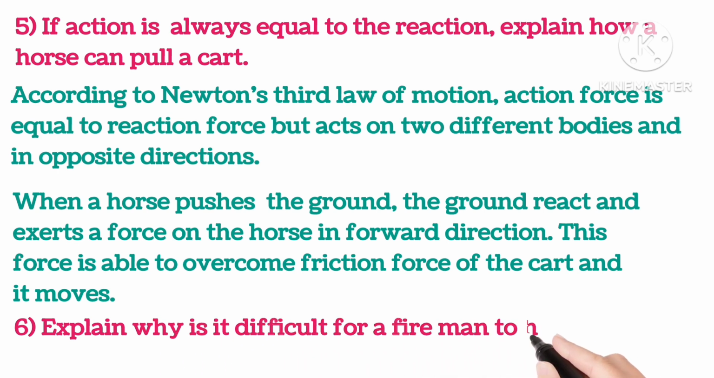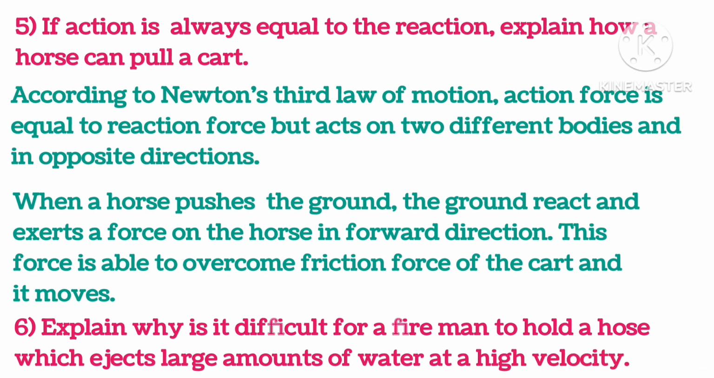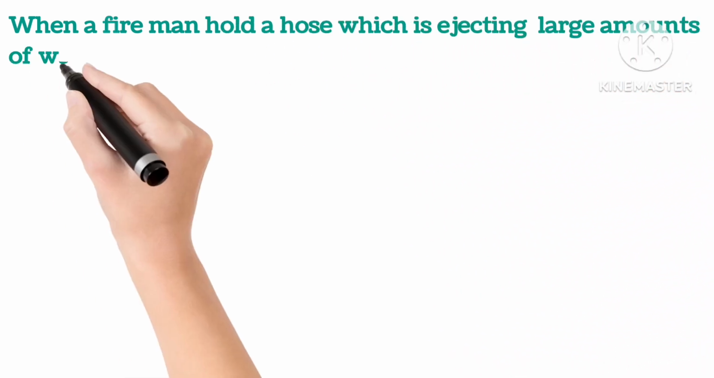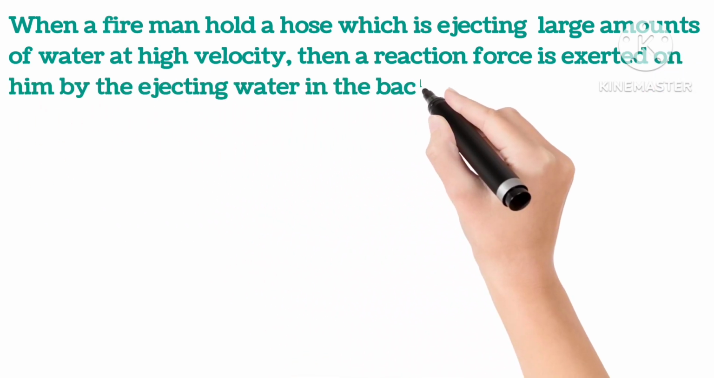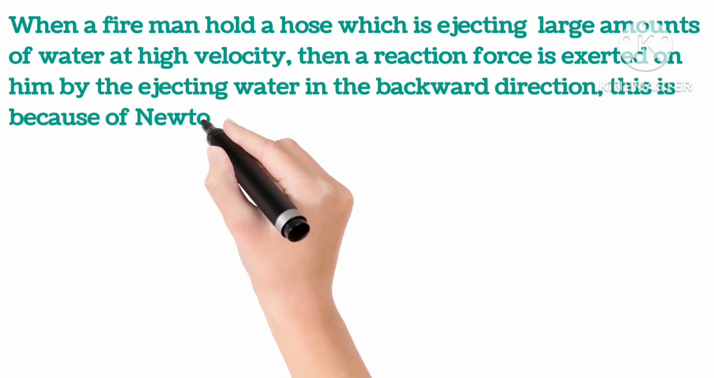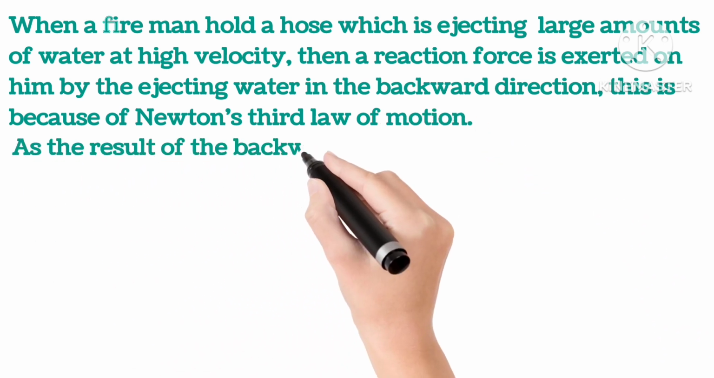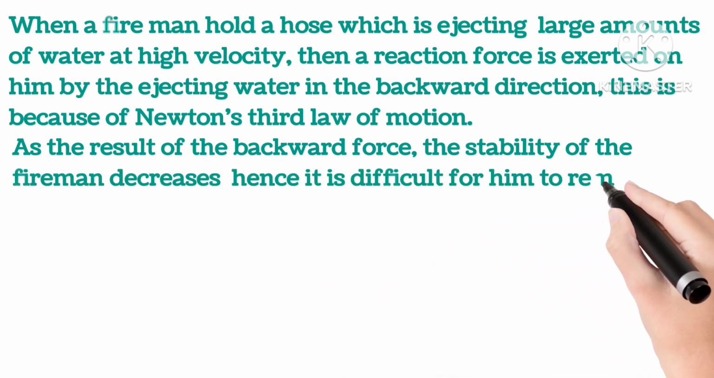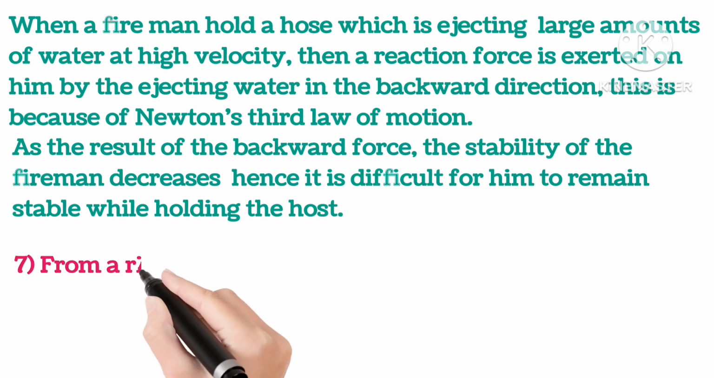6. Explain why it is difficult for a fireman to hold a hose which ejects large amount of water at high velocity. When a fireman holds a hose which is ejecting large amount of water at high velocity, then the reaction force is exerted on him by the ejecting water in the backward direction. This is because of Newton's third law of motion. As a result of the backward force, the stability of fireman decreases. Hence, it is difficult for him to remain stable while holding the hose.